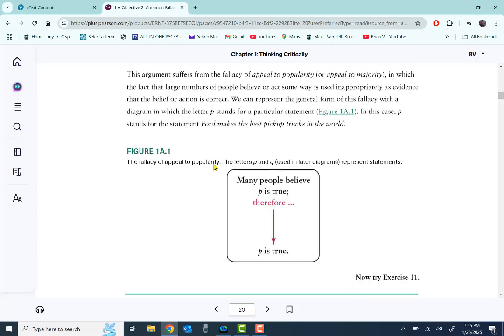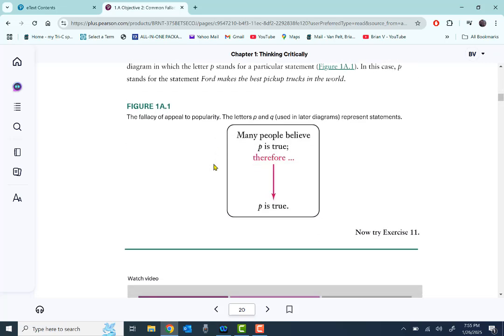So there's a couple things I want you to get out of these: the salient points, where the logic fails, and we're going to be looking at some diagrams. These are sort of logical diagrams. So many times when they use a letter P, it will stand in for a statement.